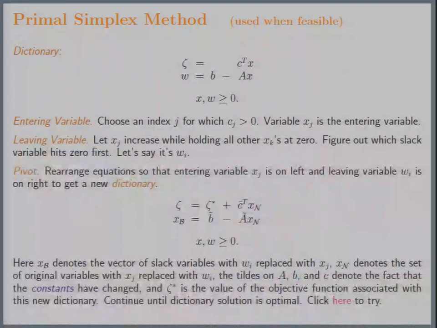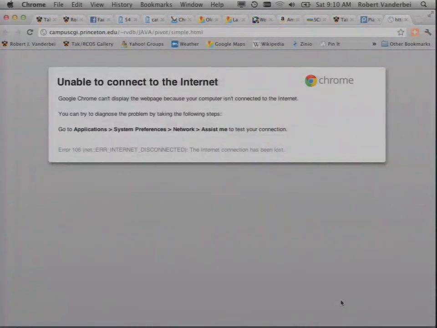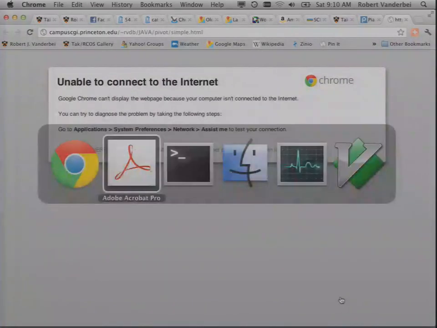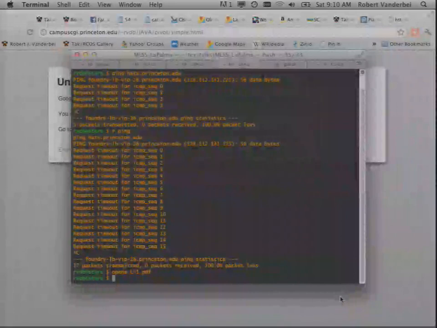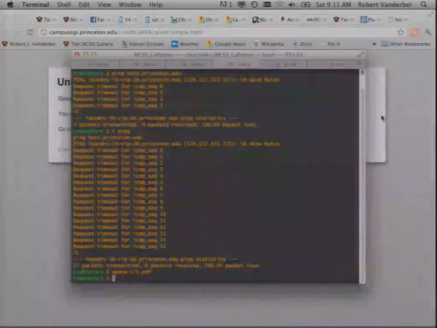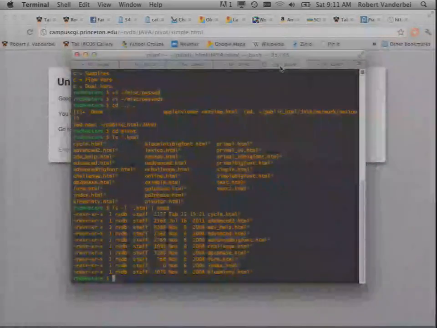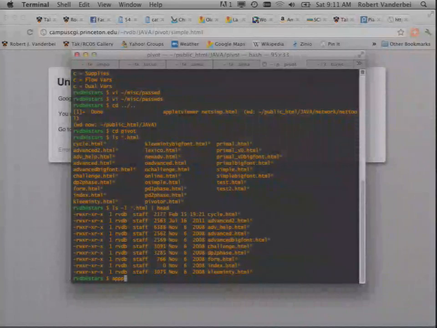So let's see if I'm on the internet. I can actually demo this. But I'm not. But I also have a local version. So I can skip doing that, and I can demo it here.